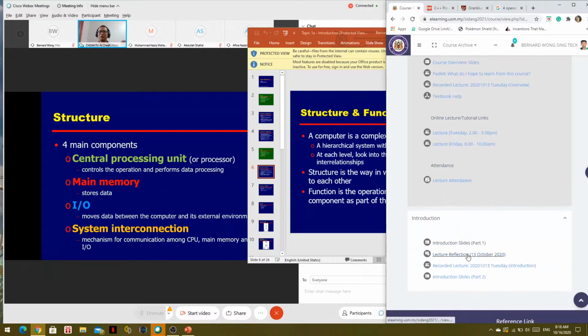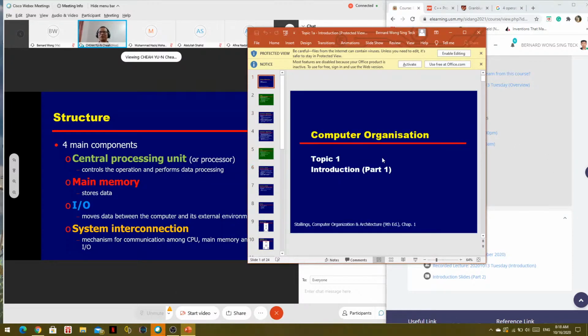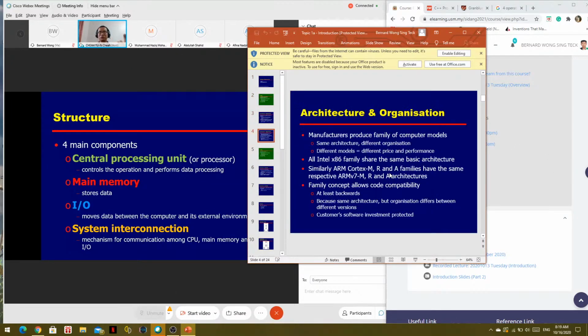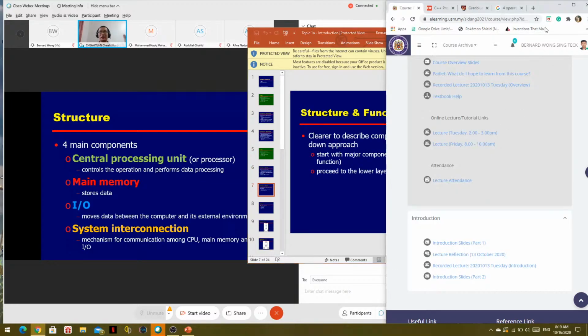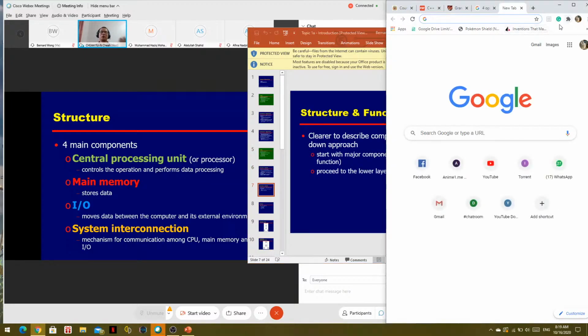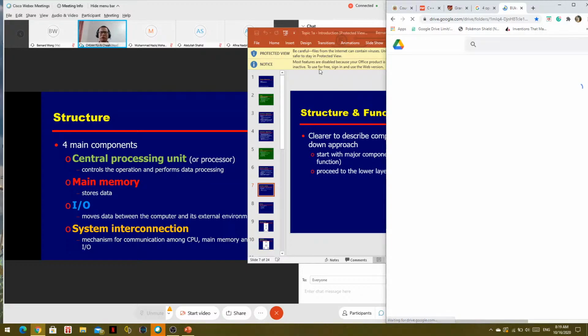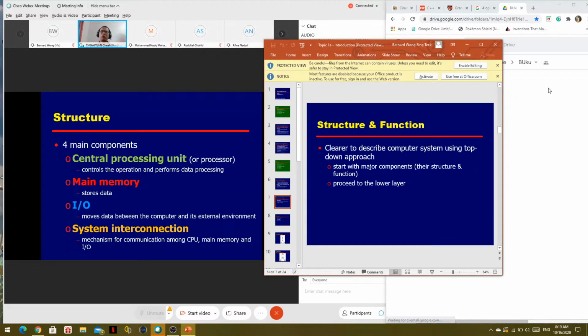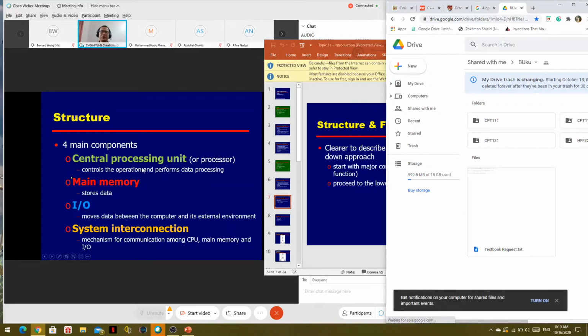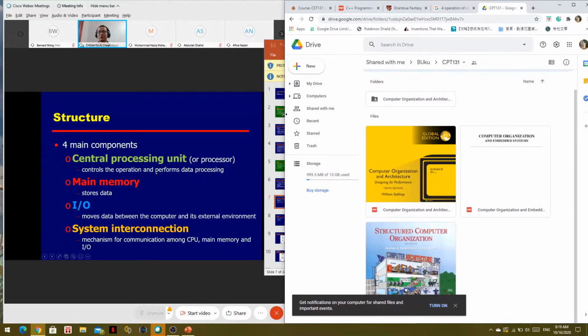Now let's move on to the structure. Just now we talked about the four functions: processing, control, storage, and data movement. Now, in terms of the structure, there are four main components. The first one here is the CPU, the Central Processing Unit, also called the processor. Basically it controls all the operations and performs the processing.